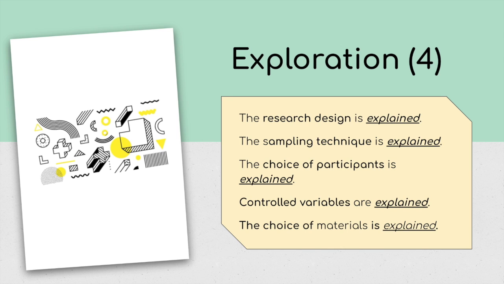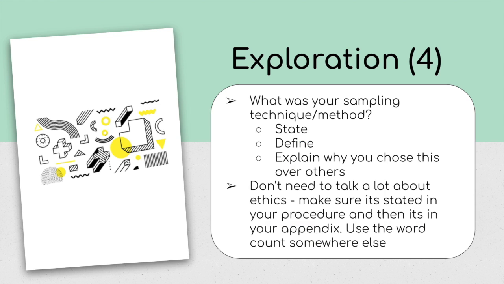It's just telling us why you chose those things, because you do have a lot of choice in how you do all of this, even if it feels like you're just doing the same as the original. Why did you choose to do the same? Or did you modify that? Why did you do that? Yep, so here's a nice way to do it. What was your sampling method? State it, tell me what it means, and explain why you chose it over others.